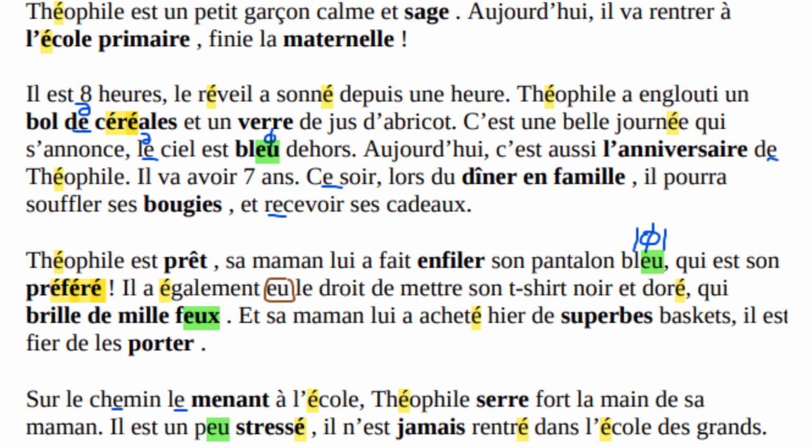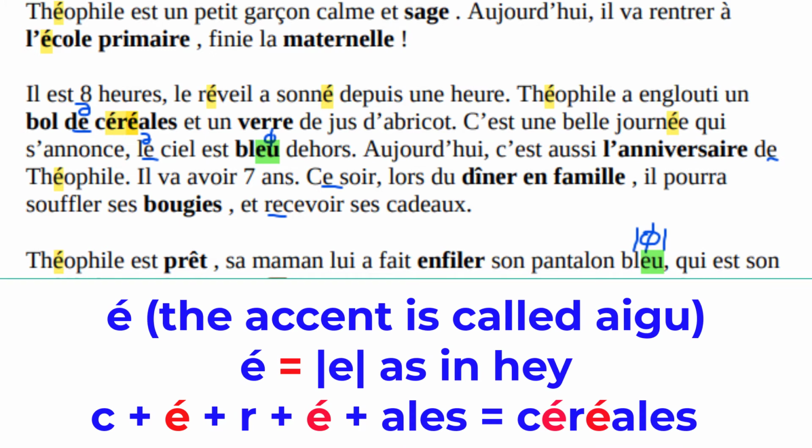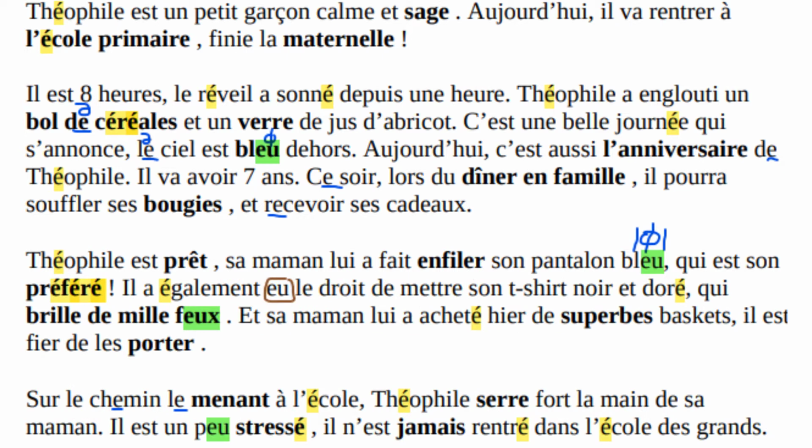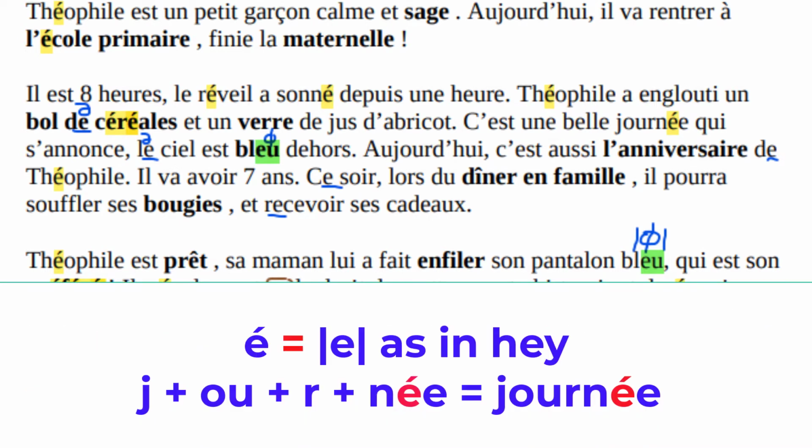So we have de, E, céréales. So we have our E accent aigu there. Can we hear the A sound? Céréales. Et un verre de jus d'abricot. C'est une belle journée. Can we hear our A sound there?